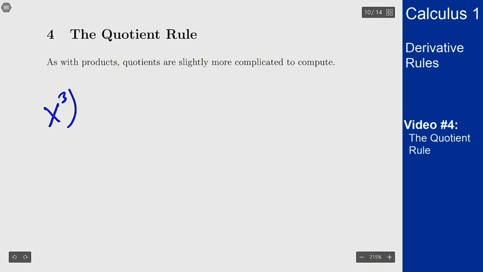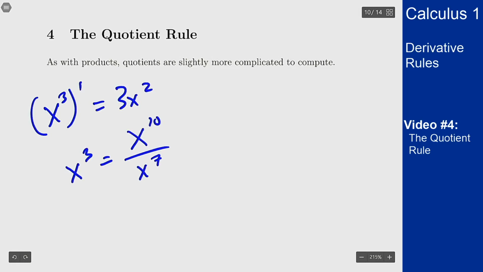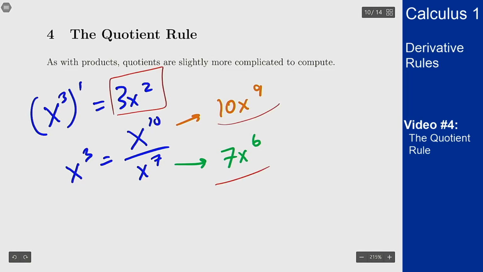Its derivative should be 3x squared, but I can write x cubed again as, say, x to the 10th over x to the 7th. x to the 10th has a derivative of 10x to the 9th, x to the 7th becomes 7x to the 6th in the derivative, and again, I want to figure out a way to combine these two somehow to get me back to a 3x squared at the end of the day.